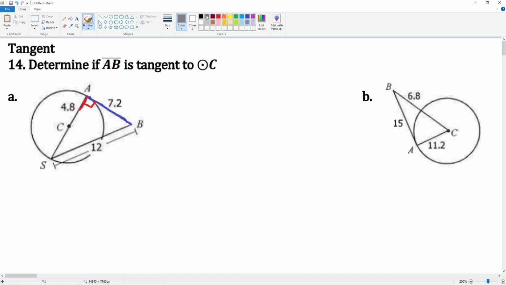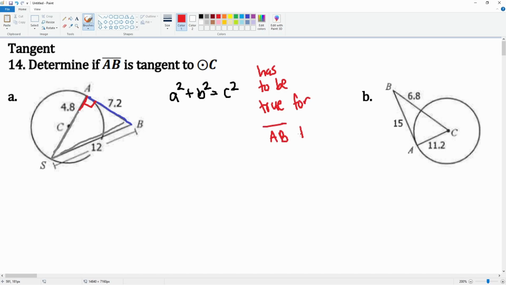So therefore, there's something very unique here. You see how this is a right triangle? If we can show this is a right triangle and use the Pythagorean theorem, then we can say it is tangent. So this has to be true: A squared plus B squared is equal to C squared. This has to be true for that line AB to be a tangent. All right, let's plug it in.